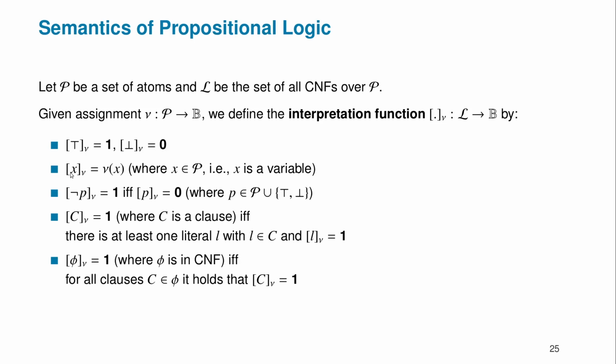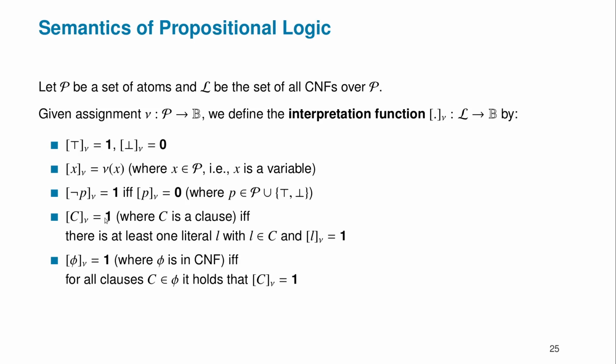If we have a variable, then the variable is interpreted according to the assignment. Because we know which value the variable takes, we take simply the value from the assignment. In the next case we have the negation of a variable or a truth constant, and this formula not P is true if and only if P evaluates to false under this assignment. So we have to consider the value of P and negate it. And here it's important we have an if and only if. If P evaluates to false, then not P is true. If not P is true, then P obviously evaluates to false.